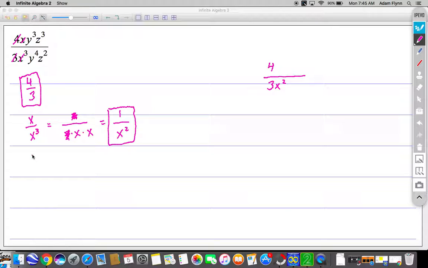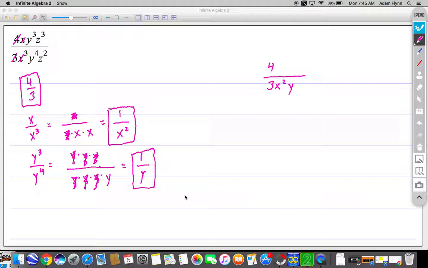We can take care of y's now, so we have 3 y's up top and 4 y's down bottom. I'll get a better visualization of this if I rewrite my y's like this and cancel out y's up top and down bottom. So I'm left with 1 over y. That means I can put 1y in my denominator.